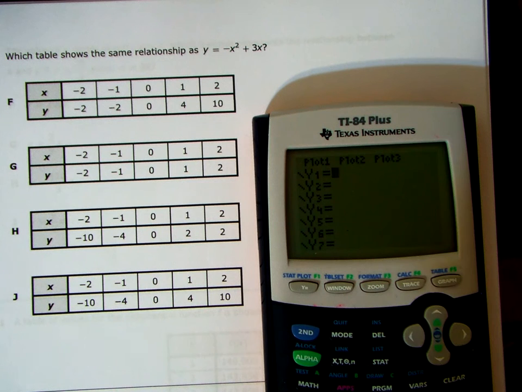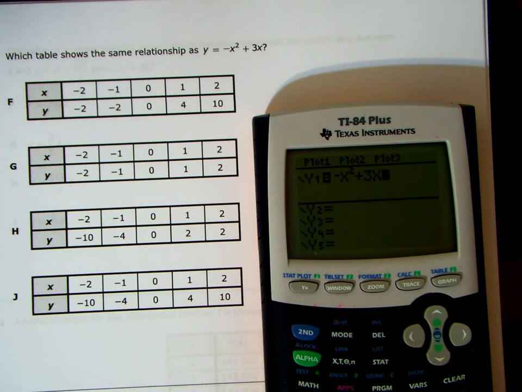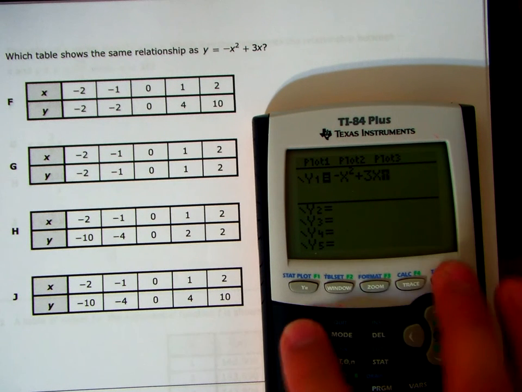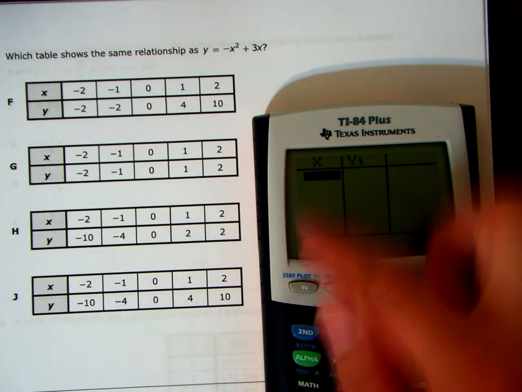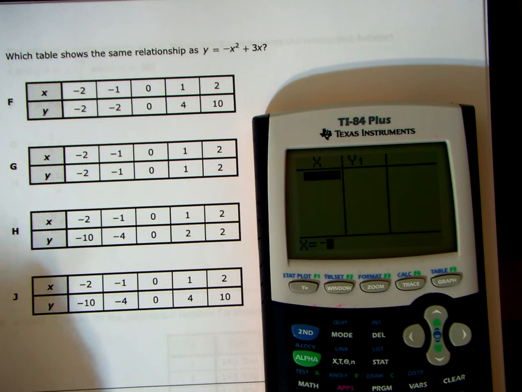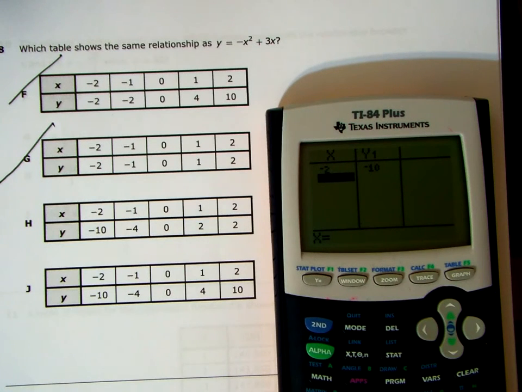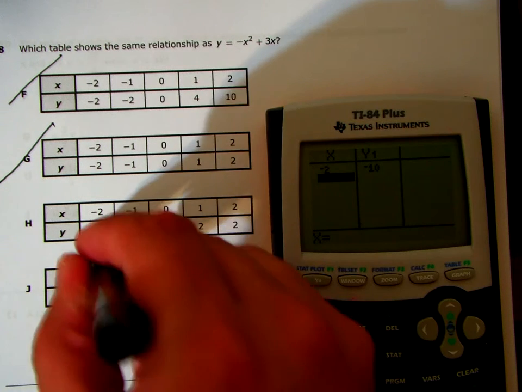Type in the equation. Negative x squared, plus 3x, right? And then press second table, and you'll have the table here. Type in a negative 2. What do you get? A negative 10. So we can cancel out which one, y'all? F and G. Remember I told you it's a 50-50 chance test. So you can cancel out F and G. So all you have now is this one and this one because it's negative 10.